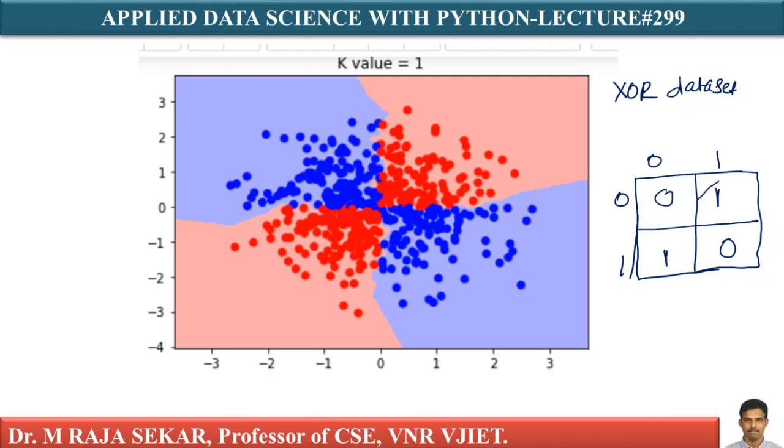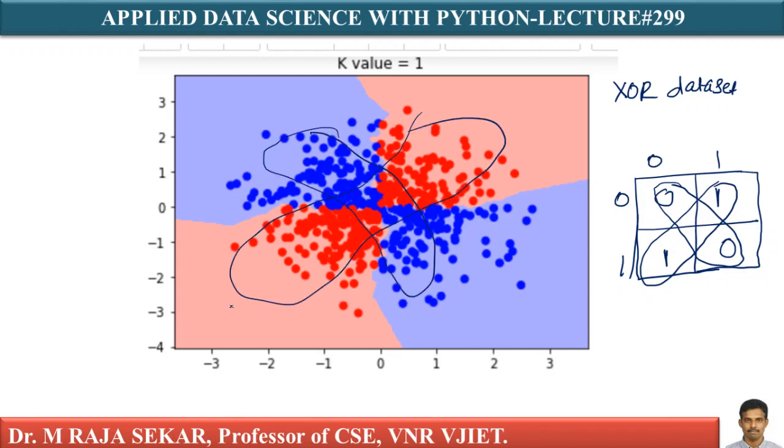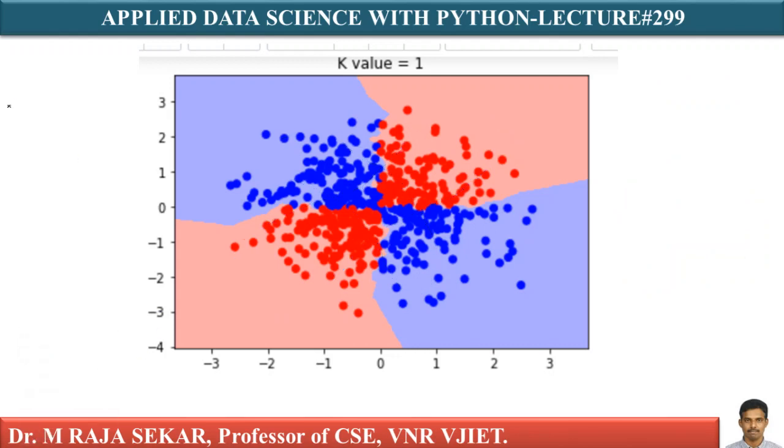How does it look? This is one class, and this is the 0 class. Just see, this is one class, this is another class. It is just similar to XOR. This is called the XOR data set. Very interesting data set, and KNN does a very good job for this particular data set. Is it not just similar to your XOR gate, isn't it?